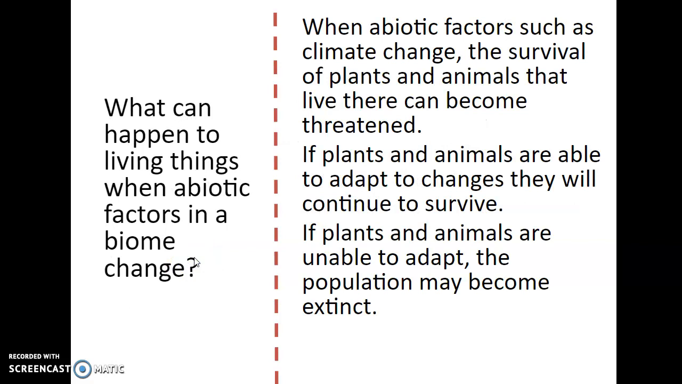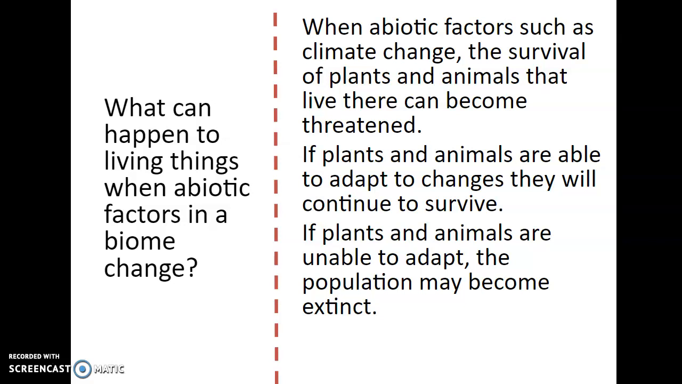So what can happen to living things when abiotic factors in a biome change? So when abiotic factors such as climate change, the survival of plants and animals that live there can become threatened. So that's because plants and animals, they get used to living a certain way, just like us. And when things change and when these things can be really drastic, it changes their potential to be able to live. For example, if you think about the wildfires that just happened in Australia, a lot of those animals, such as koalas, their climate changed drastically. And because of that, koalas' lives were mainly threatened. And a lot of animals were also threatened because of those fires, but that's just an example.